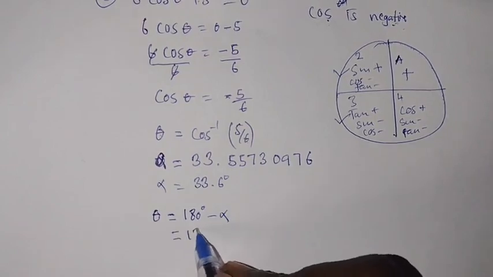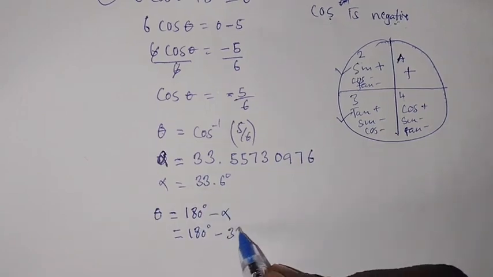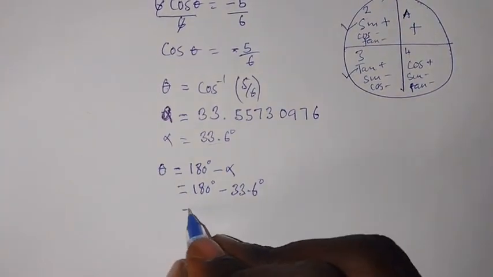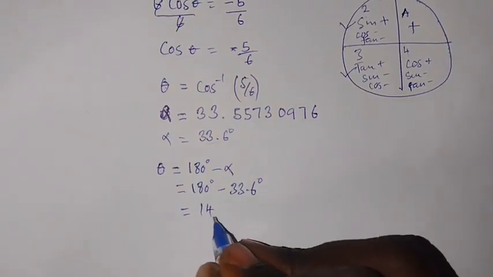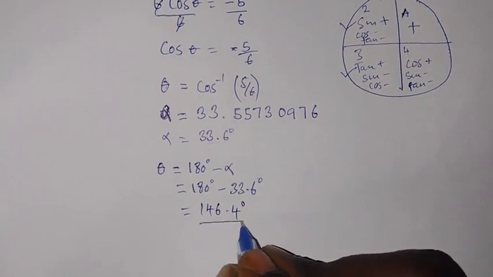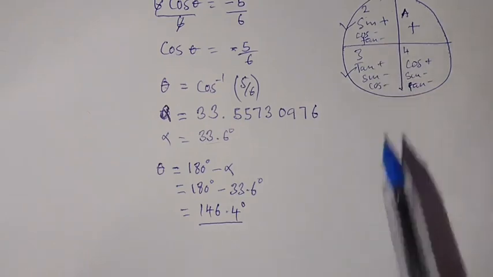So what we'll do is 180 degrees minus the basic angle, which is 33.6 degrees. So from here we just subtract: 180 take away 33.6, and this gives us 146.4 degrees. This is the angle that you get for cos, where it's negative in the second quadrant.